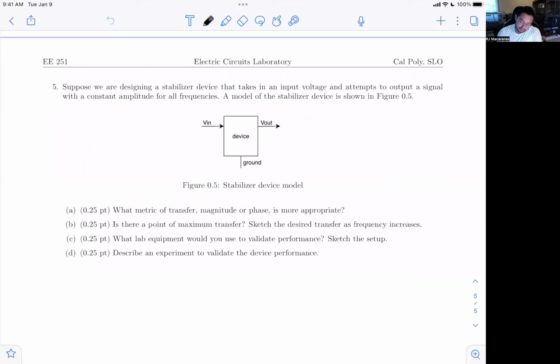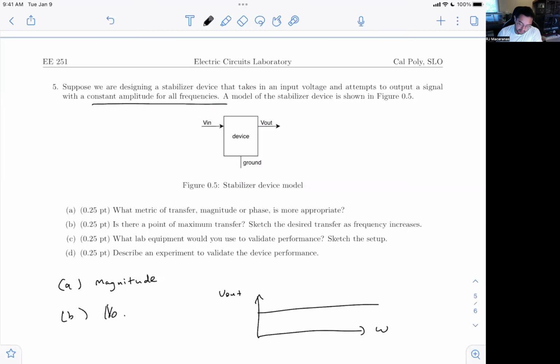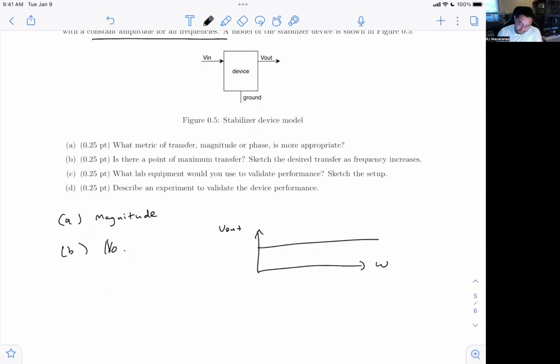So in this case, we are looking at frequencies, and it's going to be a constant amplitude, right? So this is most certainly magnitude. Doesn't matter at what time it's being output, we just want it to be a constant amplitude. Is there a point of maximum transfer? In this case, no, again, because for all frequencies, we want this output voltage to be constant.